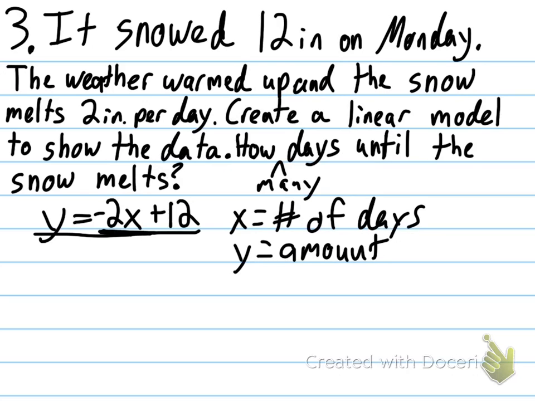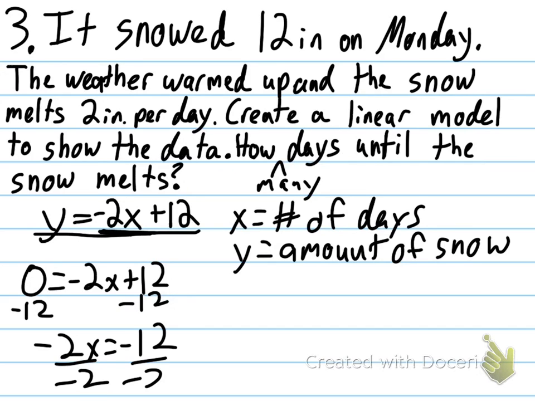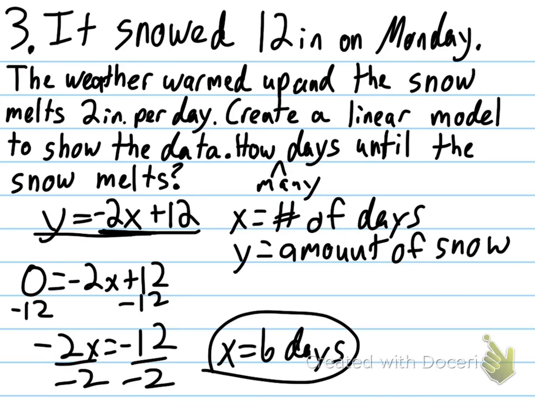So what we need to do is we need to solve for x. And we want our amount of snow to be 0. So let's let y equal 0. So 0 equals negative 2x plus 12. And then we solve for x. Two negatives make a positive, so x equals 6 days. So in 6 days, all the snow will melt. That is the end of this lesson.